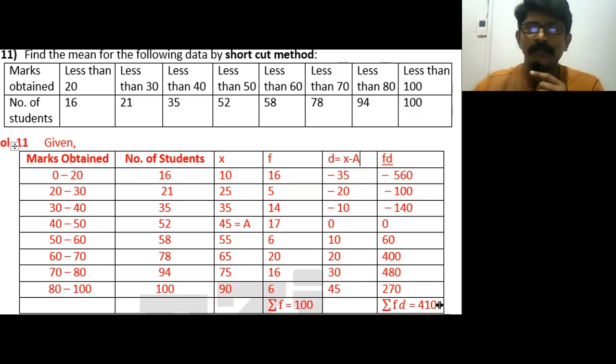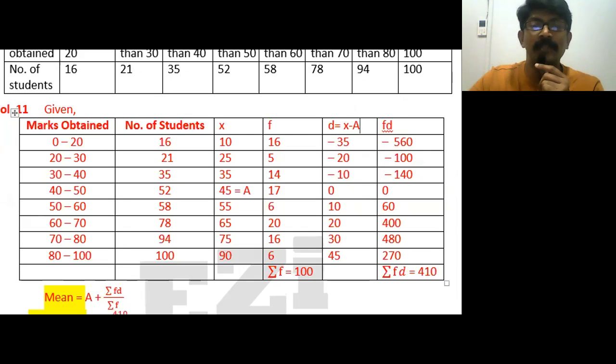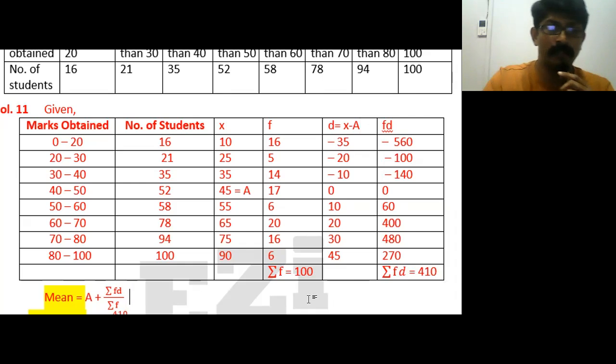Okay, now student, since we have been asked to do by shortcut method, I'm going to write it down over here. Mean by shortcut method ka formula. So mean is equal to a plus summation fd upon summation f. Okay, for our convenience, we're going to write it down over here. Two things. Okay, what were the two things? Mean. Okay, a kya hai? A is assumed mean.